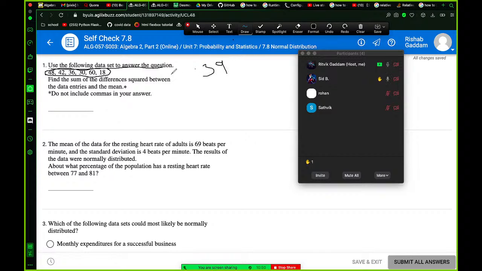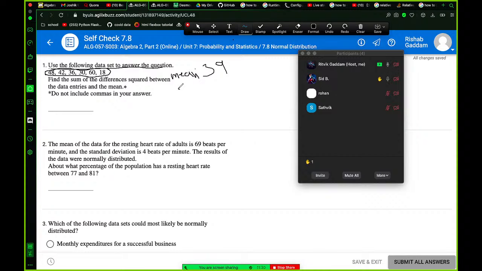So now I have to square all the numbers to find the sum. No. You have to first find the difference between each of these numbers and the mean. So you subtract 48 and 39, 42 and 39, 36 and 39, 30 and 39, 60 and 39, and then 18 and 39. And while you're doing that, you square each of the numbers. Okay, the first number I got was 81. I subtracted and then I squared it.